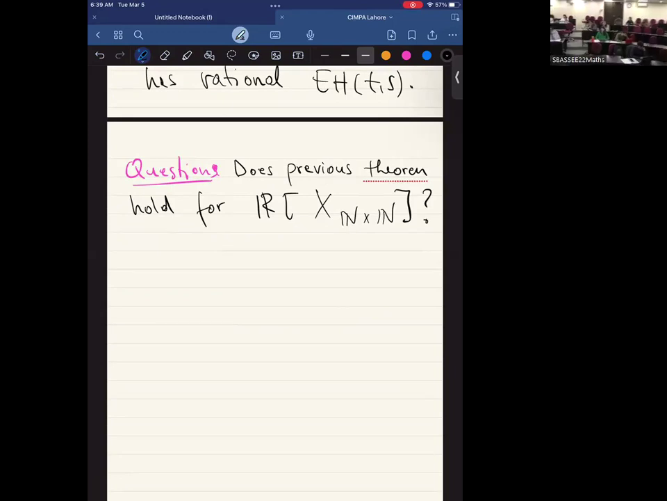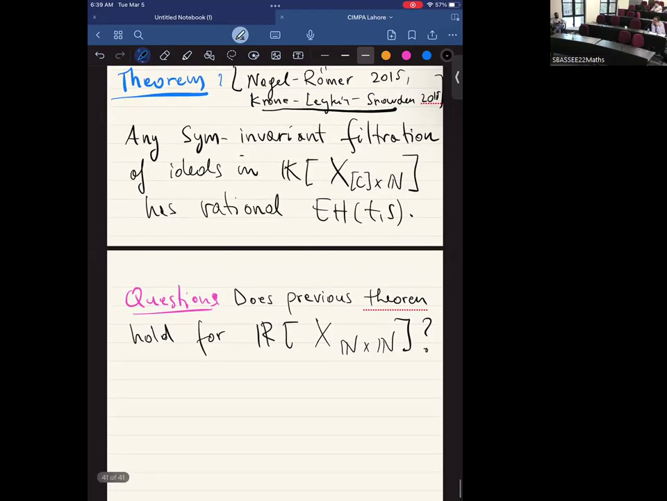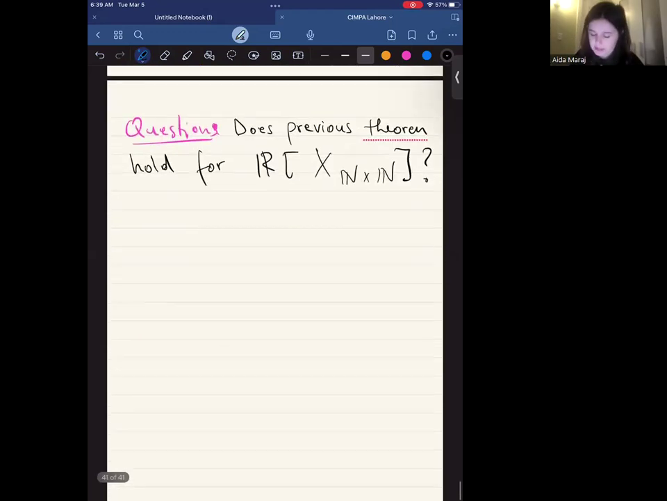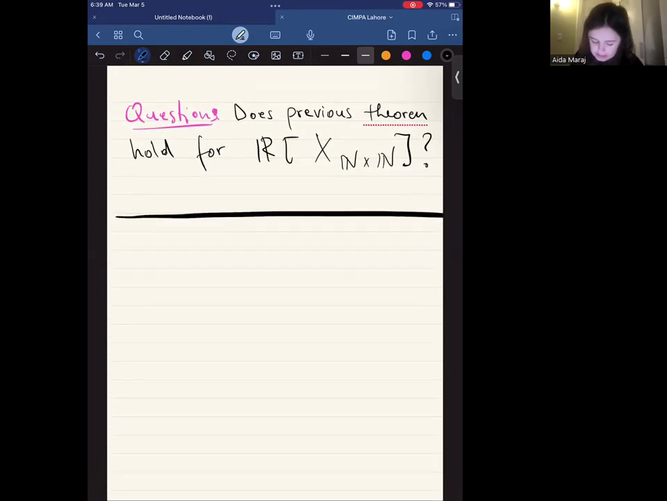Excuse me, Aida. Can you define EH of T and S in a general setting? Yes, so you can. Given a filtration or a family, it does not even need to be a filtration, a family of ideals or algebras.